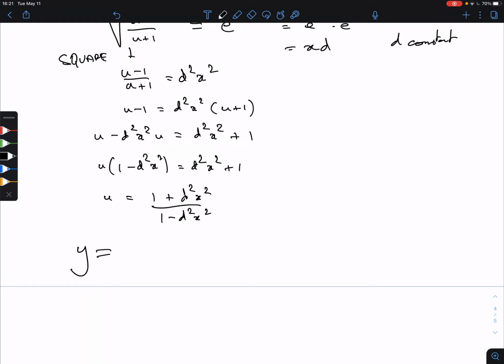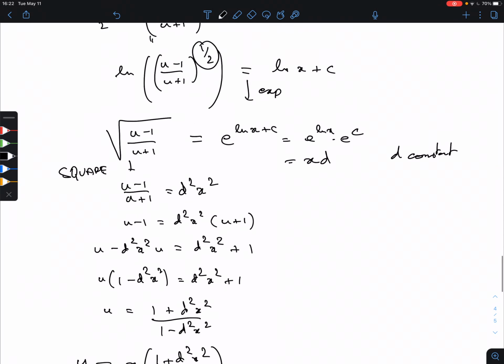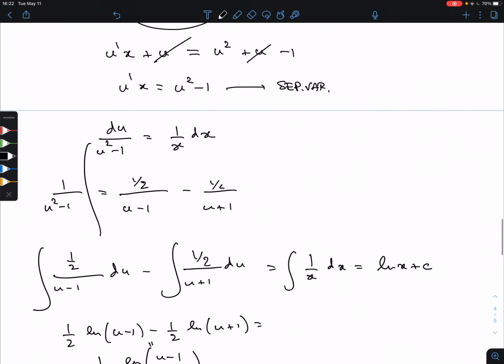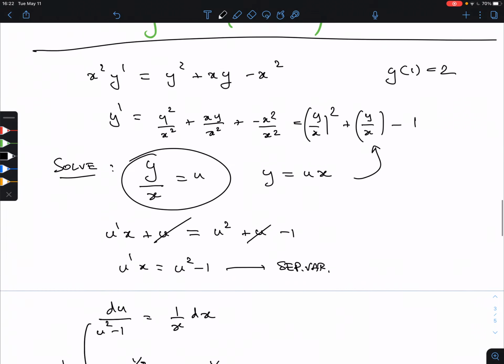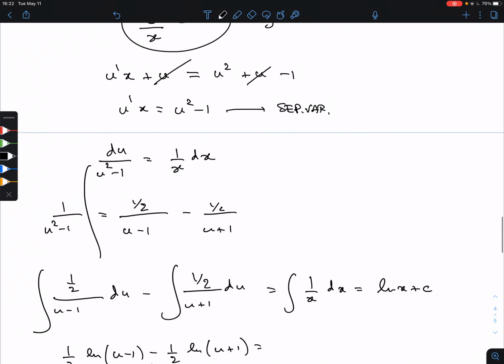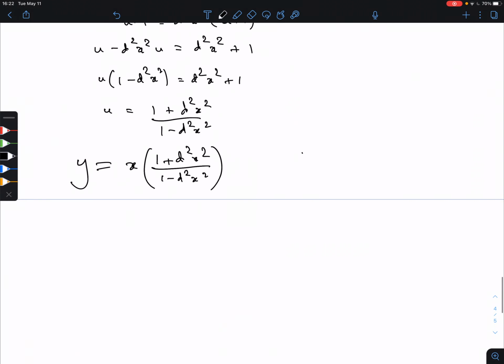So is that the solution? No, remember it is u times x. So the solution is x times 1 plus d squared x squared over 1 minus d squared x squared. That is our general solution, but we have an initial condition: y(1) equals 2. So now x is 1, y is 2, and I'm going to plug that in here. So 2 equals 1 times 1 plus d squared over 1 minus d squared.